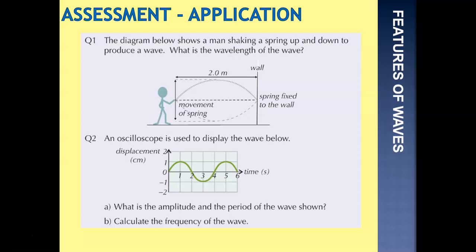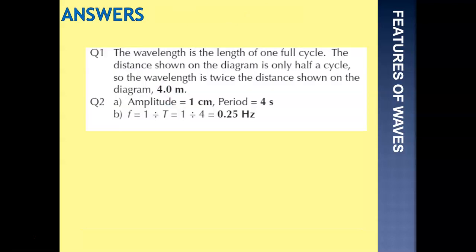Okay, question 1. If we can see, that's 2 meters from the spring to the wall, but that's only half a wave we can see there. It hasn't gone back to its original position. So if half the wave's 2 meters, that would be 4 meters. So the wavelength is the full cycle. The distance on the diagram is only half a cycle. Wavelength is twice that distance, so it would be 4 meters.